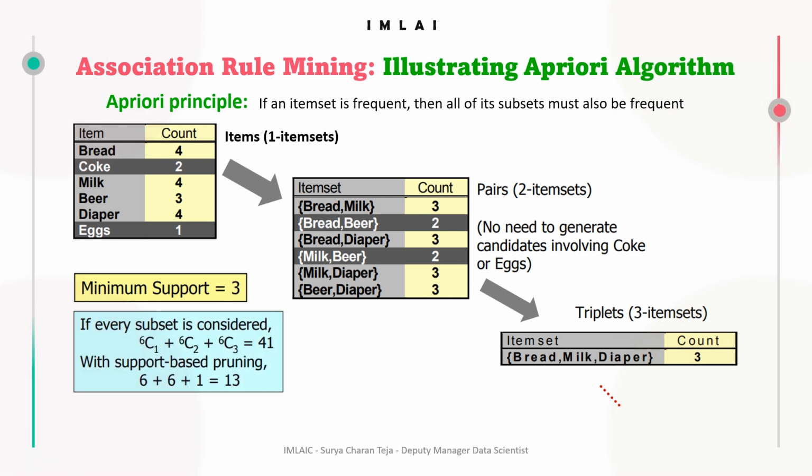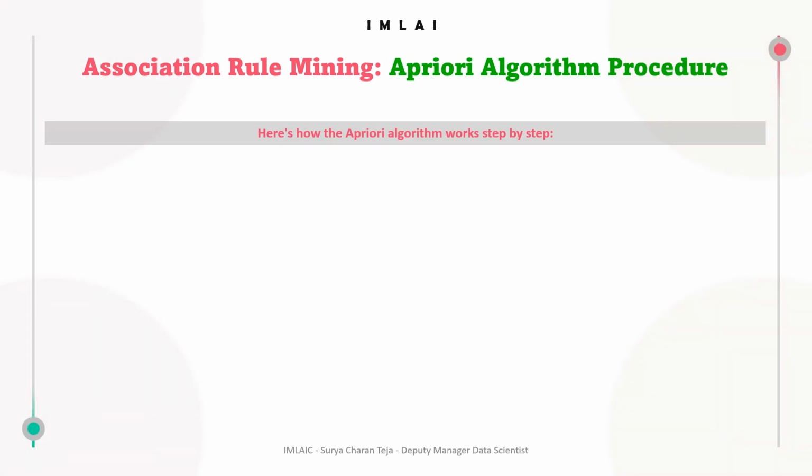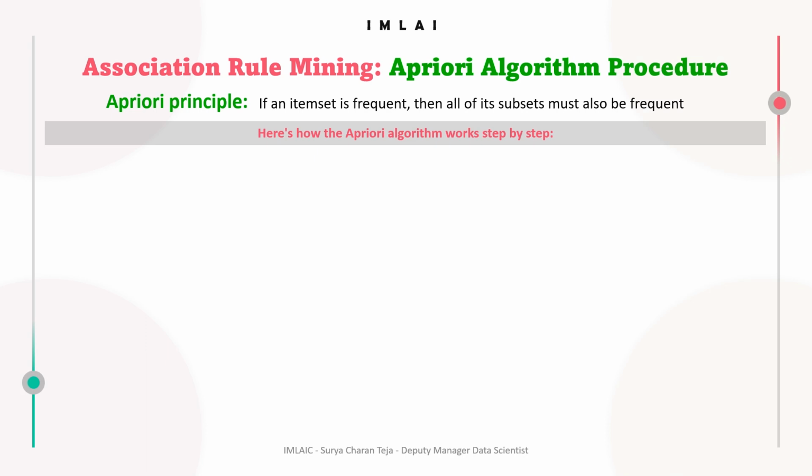So if every subset is considered, and these are the following combinations, 41 combinations we have. Out of that, with support based pruning, because we have taken the minimum support as 3, 13 can be eliminated, and the remaining association rules can be significant. We can say that they are significant. So now let's see how the Apriori algorithm works step by step.